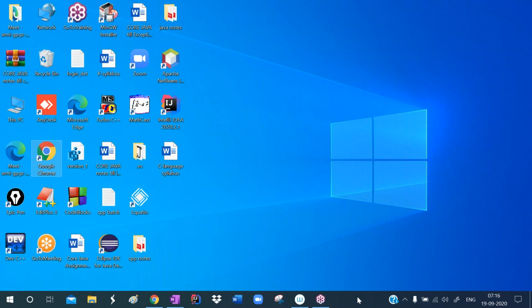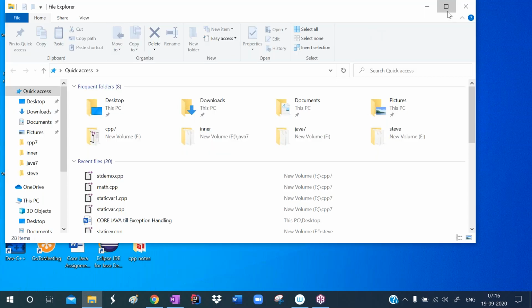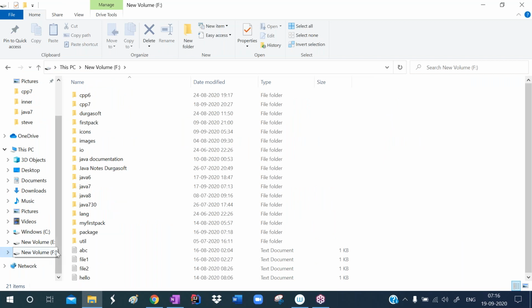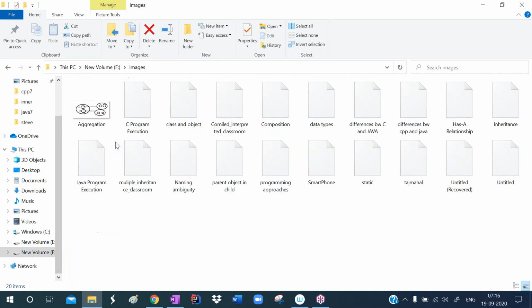If the operating system is not there, this taskbar will not be displayed to us. If the operating system is not there, we cannot maintain our own files and folders. In the F drive, there is a folder, an images folder is there.